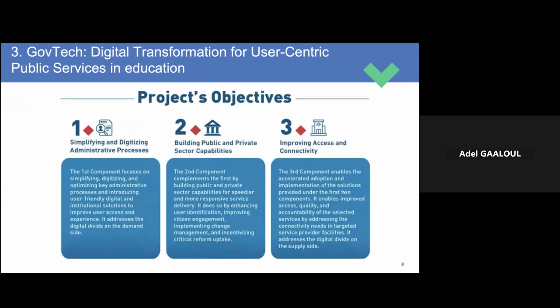So GovTech. This is digital. This is 3 components: simplifying and digitizing administrative processes, let's say processes in general; building public and private capacity; and improving access to and connectivity.